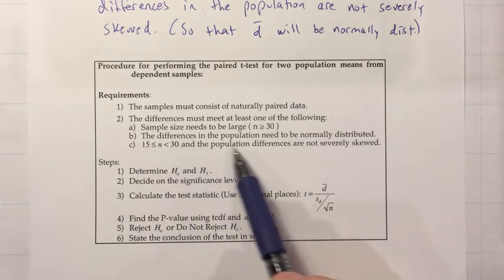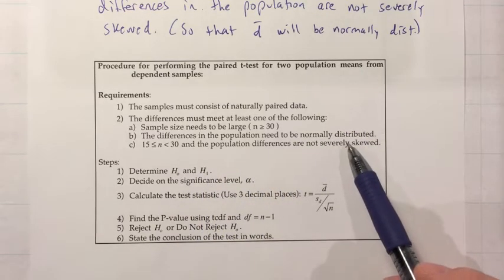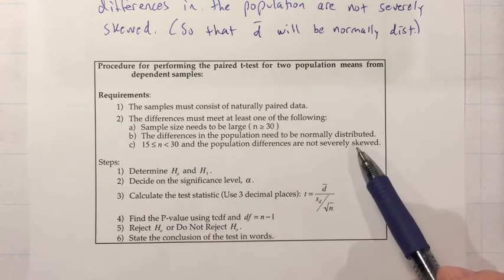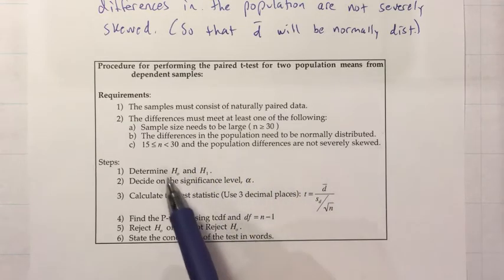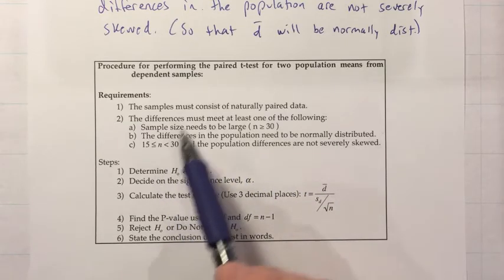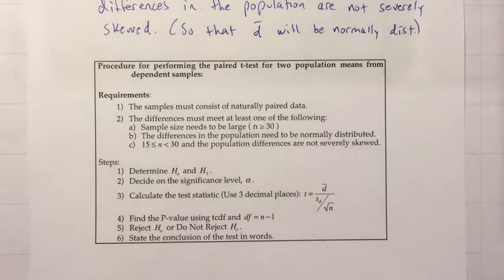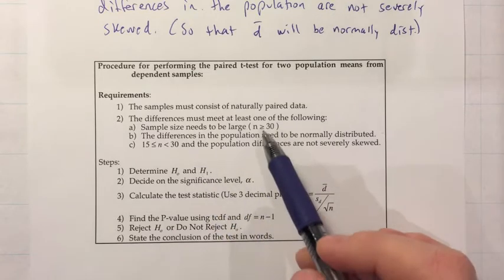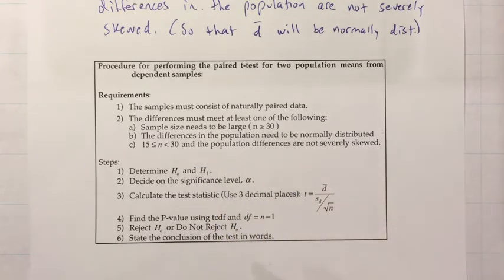And then if the differences in the population are normal, that would be great for any sample size. So that's what we need when we have a small size sample. But when we're in this 15 to 30 range, like we were right up there, then we need our population differences to not be severely skewed. So depending on our sample size, we'll be looking at either A, B, or C there.